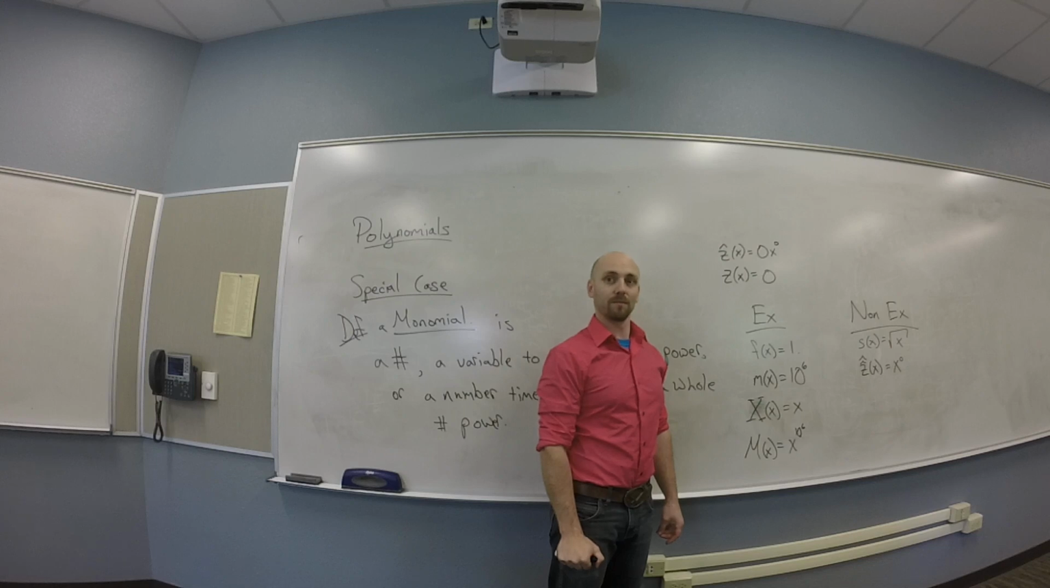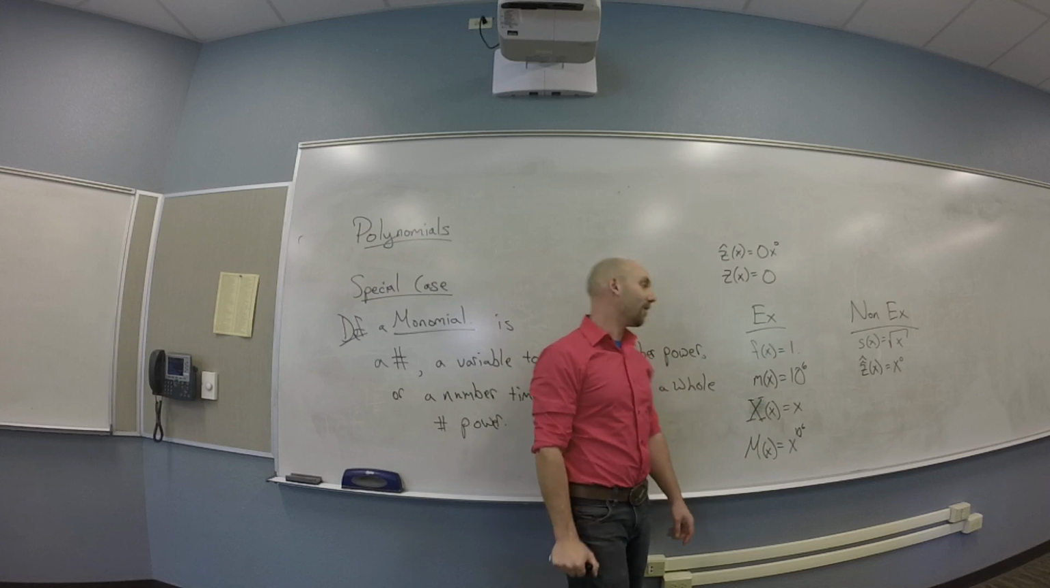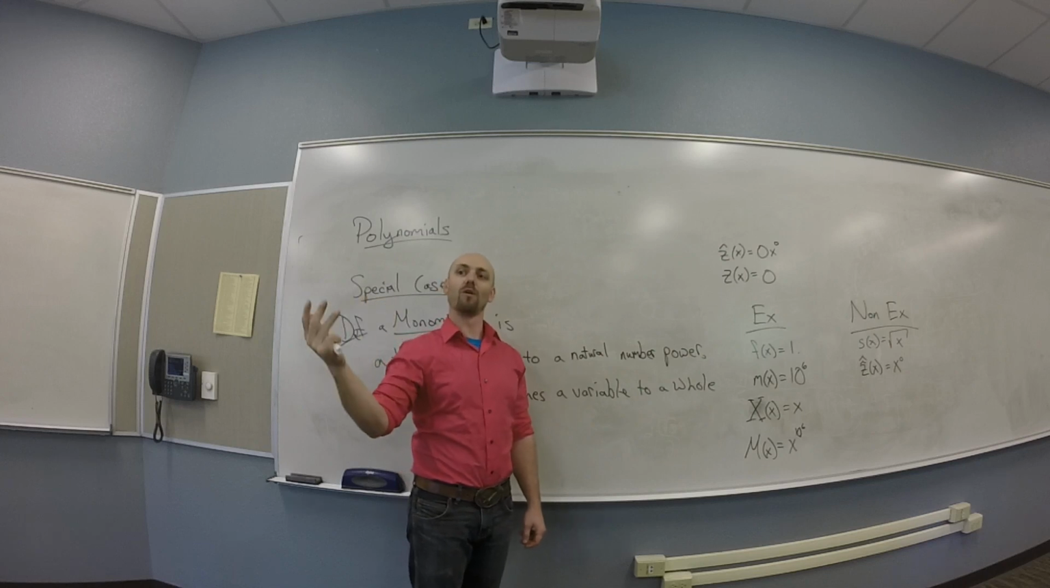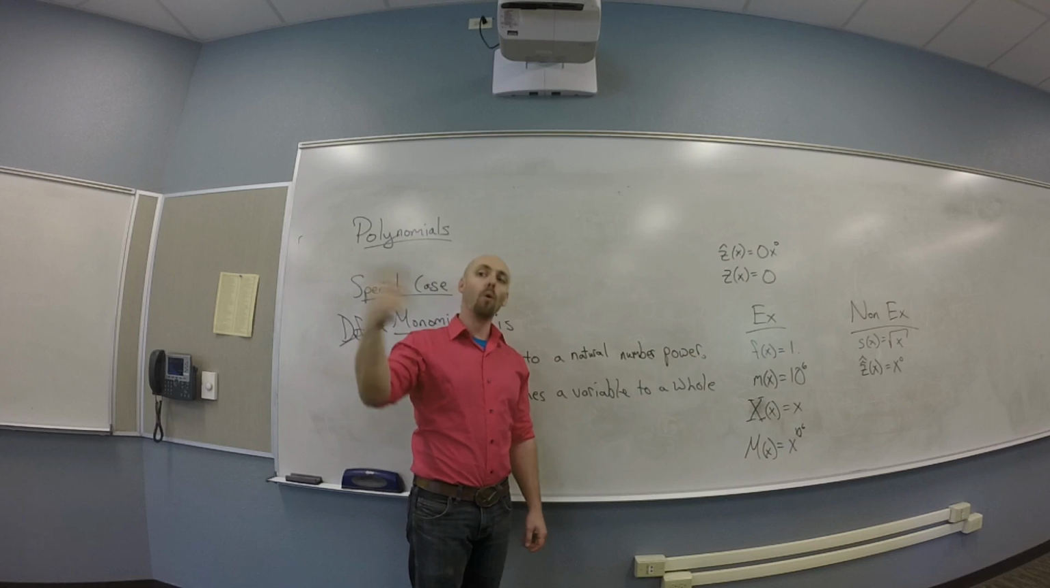Can you say again the difference between natural and whole? Yeah, natural number is a counting number: 1, 2, 3, 4, 5. A whole number is 0 or a counting number.